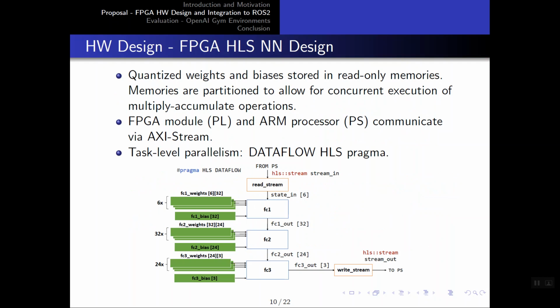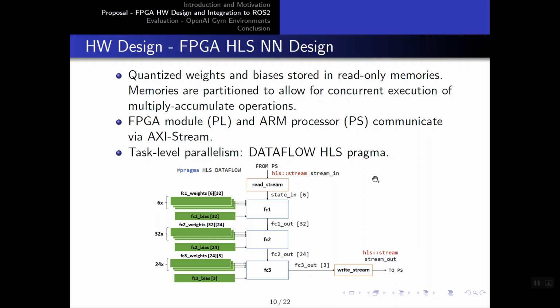Now we describe the structure of our FPGA neural network module. So the FPGA neural network module was designed using Vivado HLS. This design only applies to the inference stage. We performed training previously on a PC and we exported the weights to the FPGA. So the weights and the biases, which were exported from the PC, were quantized and are stored in read-only memories. These memories are partitioned to allow for concurrent execution of multiply accumulate operations.